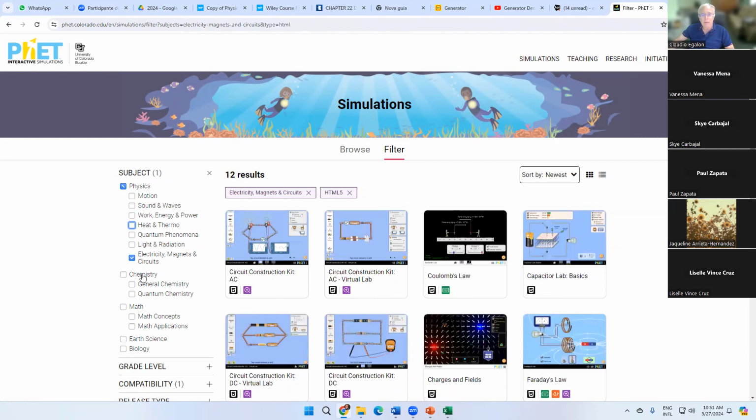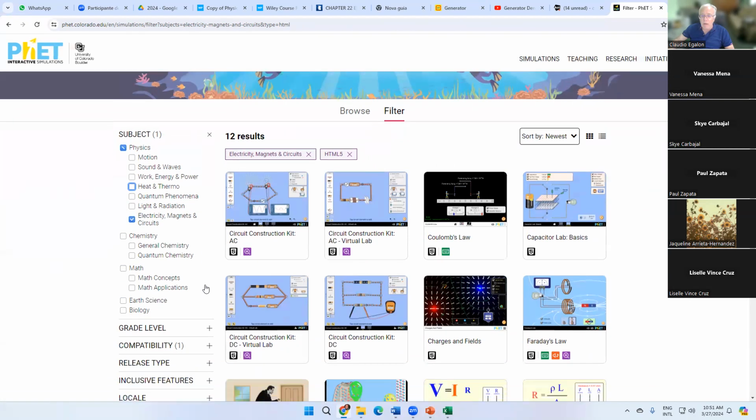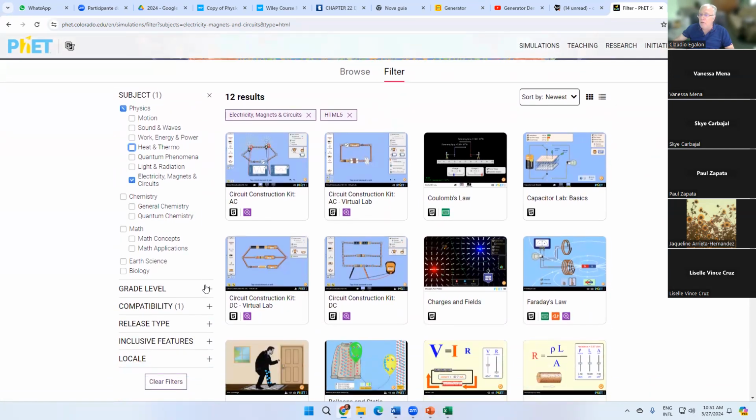They have a bunch of electric circuit simulations right here that allow you to visualize what happens whenever a current is created in a circuit. We see AC circuit and DC circuit. I recommend you look carefully at that. Here you go. This is what we have.